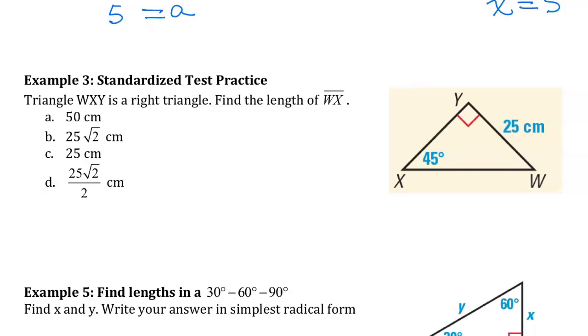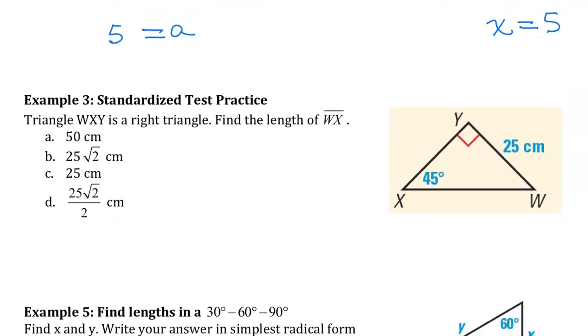Okay, we're going to keep going. Okay, standardized test practice. Ooh, let's see what happens here. Okay, once again, here is my hypotenuse. It's a 45, 45, 90 triangle. This is the a root 2 side. This is the a side. This is also the a side. It says find the length of WX. WX is the hypotenuse.